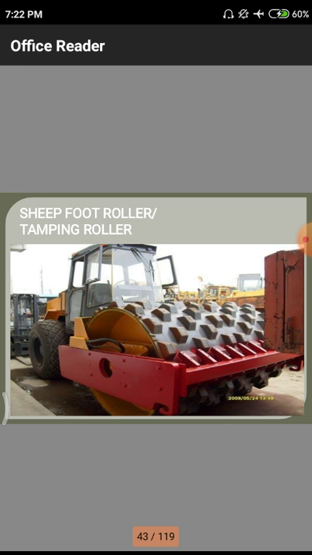Next we have the sheep foot roller, or tamping roller. This is the typical diagram of a sheep foot roller. The front wheel and back wheel have different diameters. On the front wheel we have irregular spaces at regular intervals. There are void-like spaces, then some gaps, and then material arranged on the roller. This kind of roller is normally called a sheep foot roller.